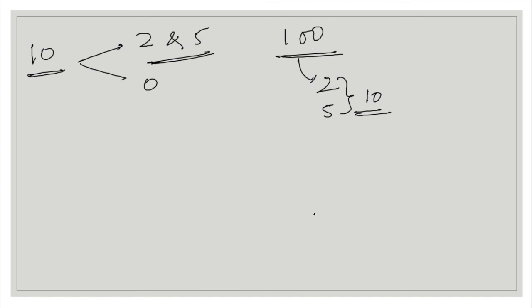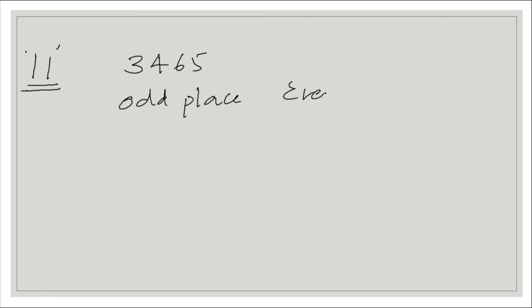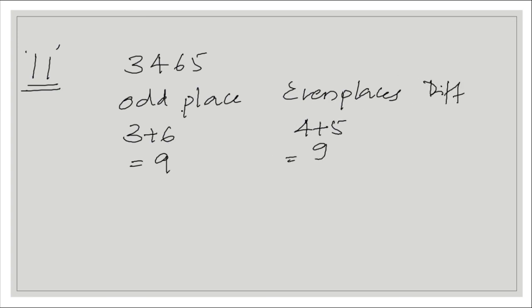One more very important test for divisibility you all must have learnt in your lower classes, divisibility by 11. This is a little different, a special type. Suppose I consider an example 3, 4, 6, 5. Look at the odd places and the even places. Here the digits in the odd places are 3 and 6. The digits in the even places are 4 and 5. Their sum is 9 each. The difference of odd places sum and even places sum is 9 minus 9, which is 0.